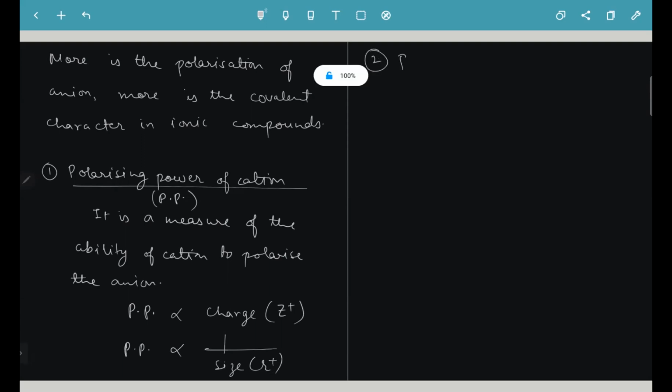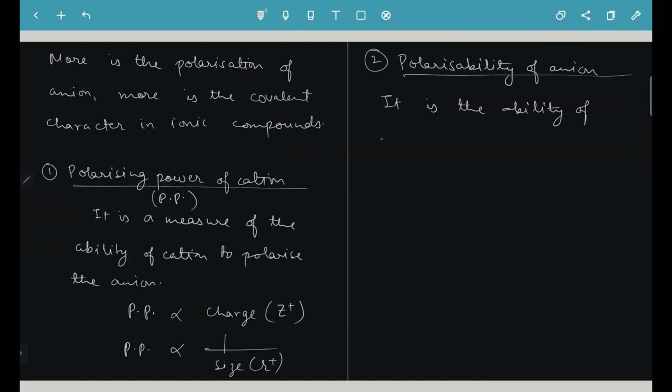And then another point we compare is polarizability of an ion. It is the ability of an ion to undergo polarization. Okay. Polarizability is directly proportional to the magnitude of charge. जितना ज़्यादा charge होगा, ठीक है, electron density जितनी ज़्यादा होगी, electron cloud जितना बड़ा होगा, polarizability उतनी ज़्यादा होगी. It's directly proportional to charge, and it is directly proportional to the size of the anion.